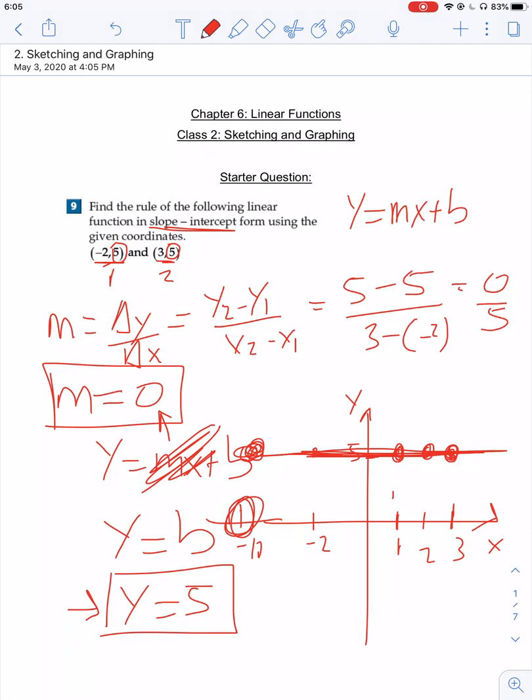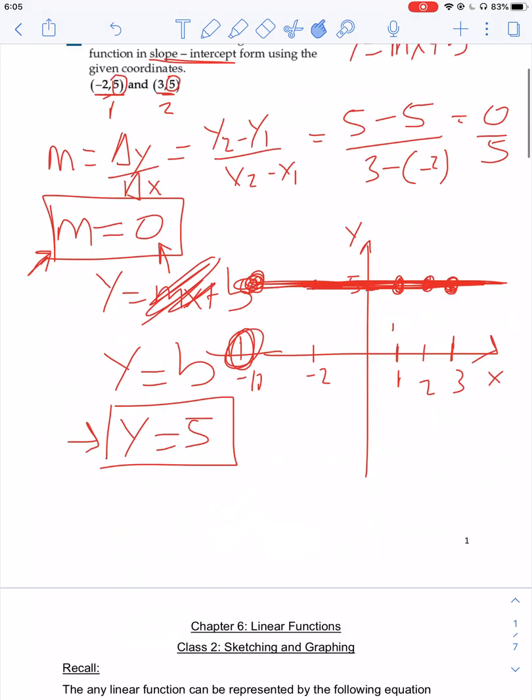This is what you mean by a constant function. It's always taking the same y value regardless of your x value. The key thing here is understanding that your slope is 0, and the slope and y-intercept are what will actually help us sketch and graph linear functions. So how do we do that?